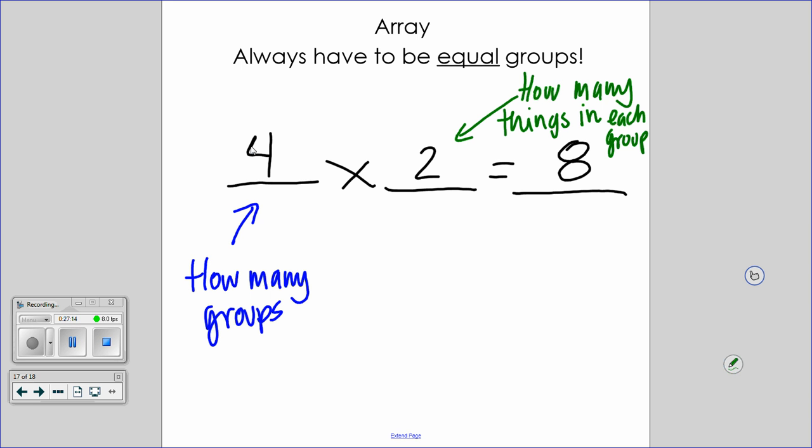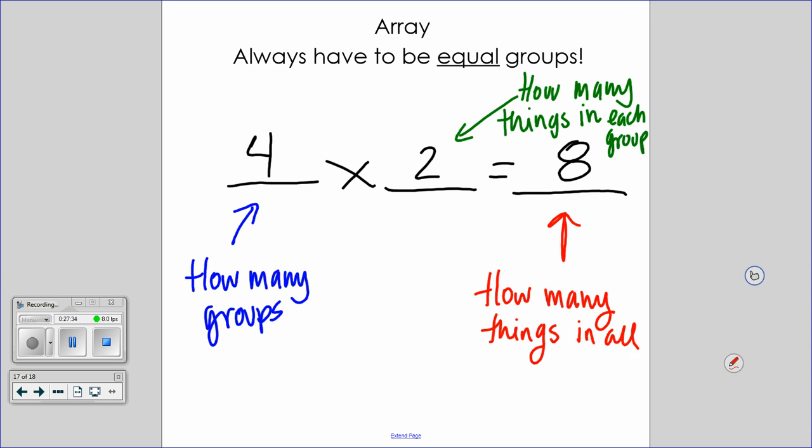And then my last number, my product, after I figure out my total groups and things in a group, tells you how many things in all. So in this case, I have 4 groups. Inside each of those groups, I have 2 things. And then when I count up all my things, I have 8 things in all.